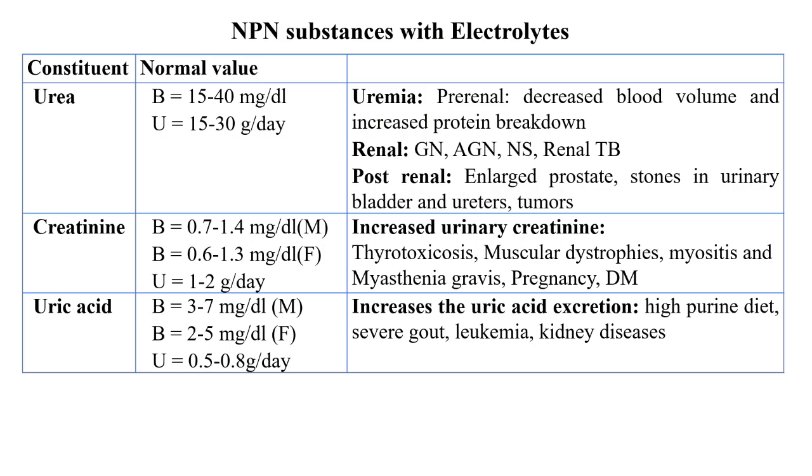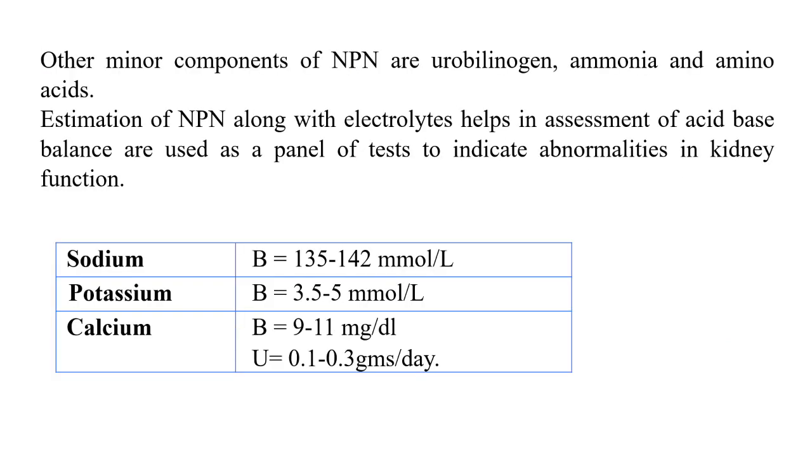Uric acid, creatinine, increased urinary creatinine: thyrotoxicosis, muscular dystrophies, myositis, and myasthenia gravis, pregnancy, diabetes mellitus. Whereas for uric acid, the normal values in blood are 3 to 7 milligrams per deciliter in males and 2.5 to 5 milligrams per deciliter in females. Increased uric acid excretion is seen with a high protein diet, severe gout, leukemia, and kidney disease.